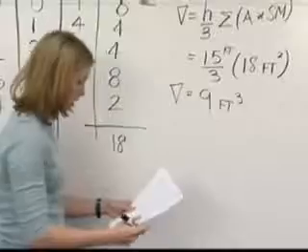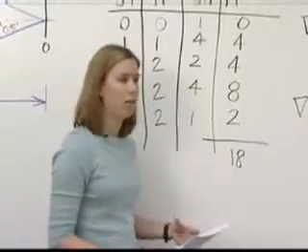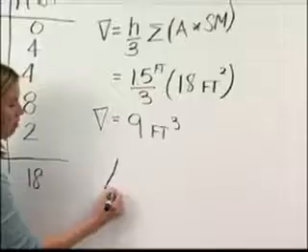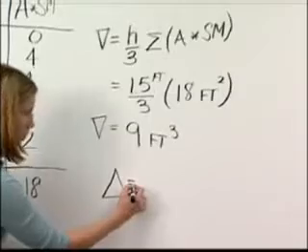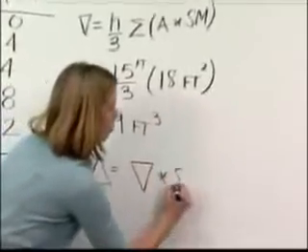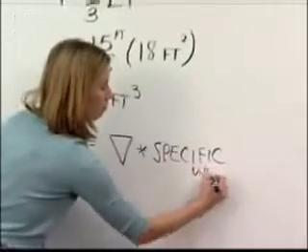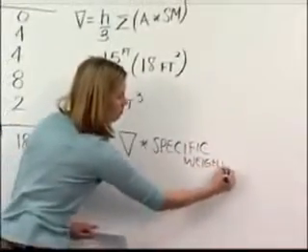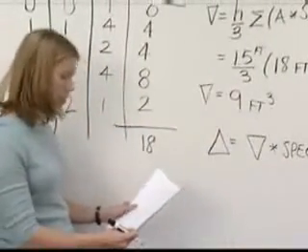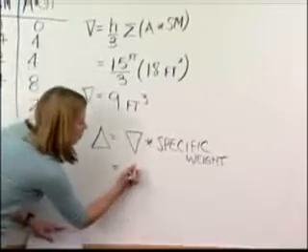That is our volume. Now it is necessary to calculate the displacement of the vessel. How much water in weight, pounds, is going to be displaced. The displacement is equal to the volumetric displacement times the specific weight of water. Since our boat will be tested in fresh water, we're going to use a value of 62.4 pounds per cubic foot for fresh water and our volume of 9 cubic feet.